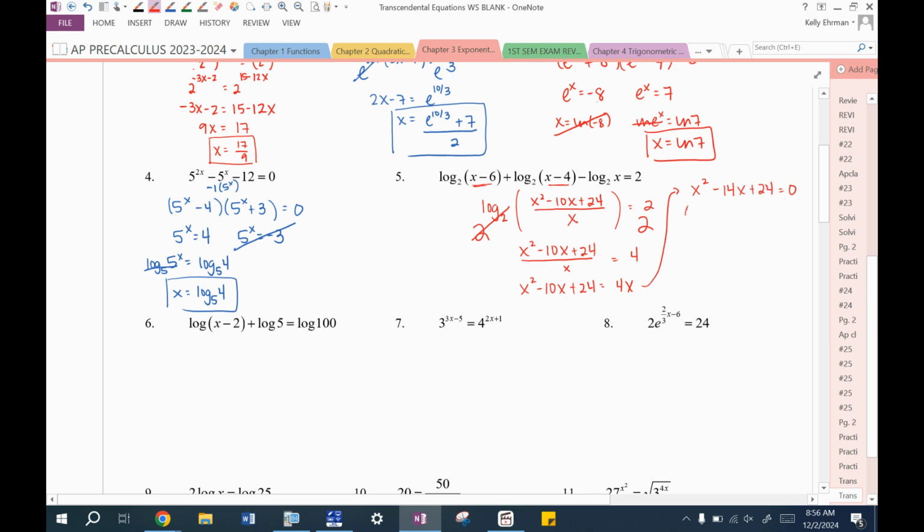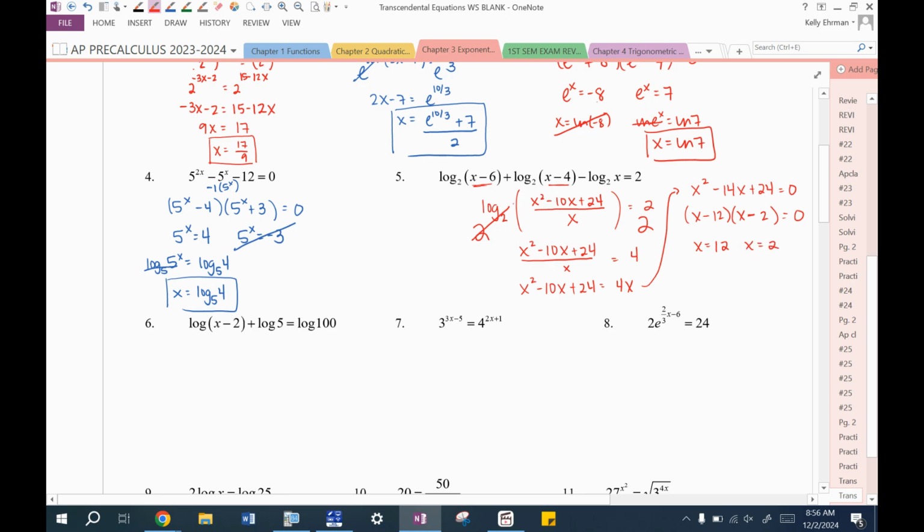And I need to factor this. So what are the factors that multiply to 24 and add or subtract to 14? For 24, we use 6 and 4 a lot, but that's not going to add to 14. So don't forget about 12 and 2, and I want them to be negative 14. So if they're both negative, they'll add to negative 14. So then I get x equals 12 and x equals 2.